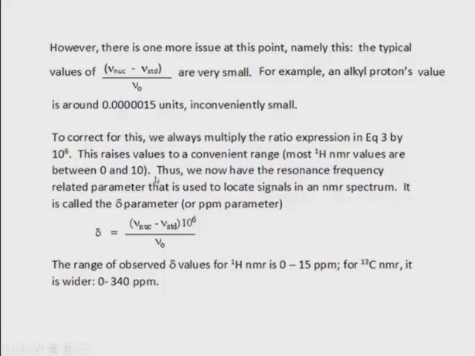At this point now, we have a resonance frequency related parameter that can be used to locate signals in an NMR spectrum. This is called the delta parameter, or also the ppm parameter. And it's given by this expression. It's our equation 3 ratio times 10 to the 6th. The range of the observed delta values for H1 NMR, proton NMR, is 0 to 15 parts per million. For C13, the range is wider, 0 to 340 parts per million.